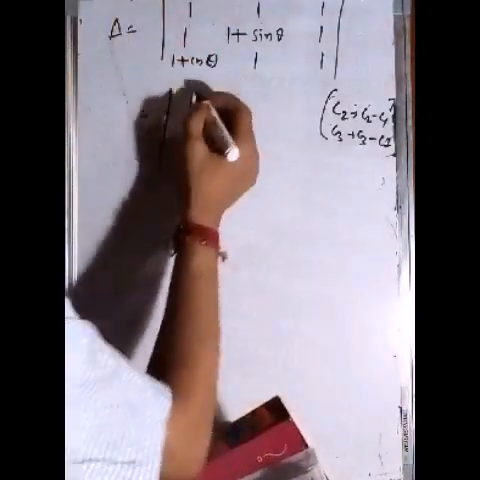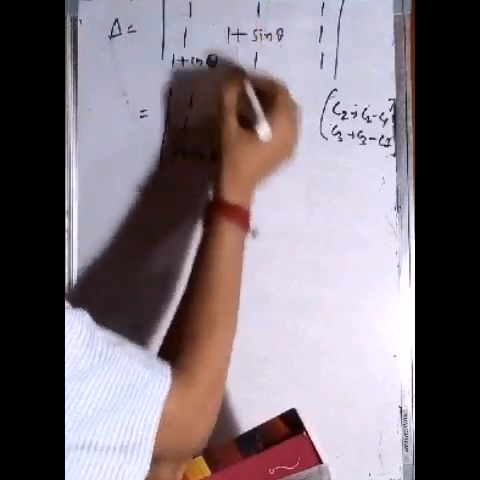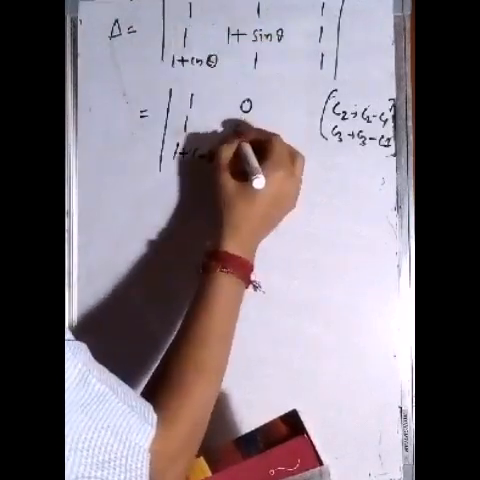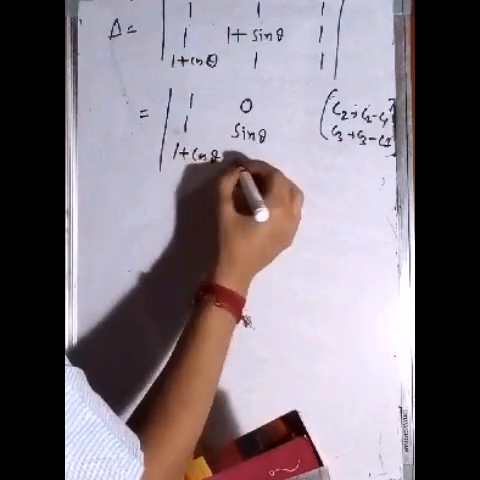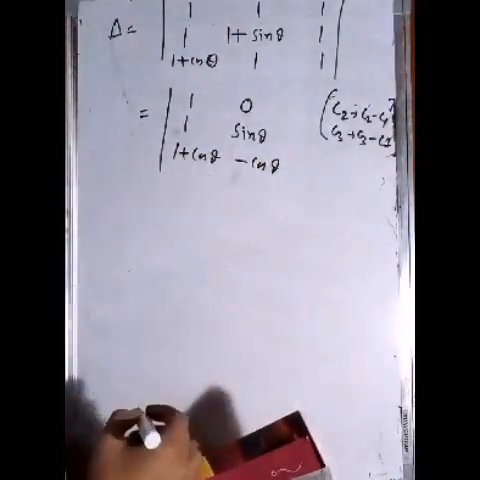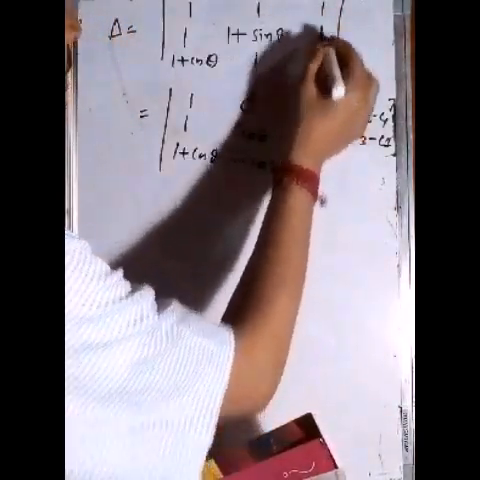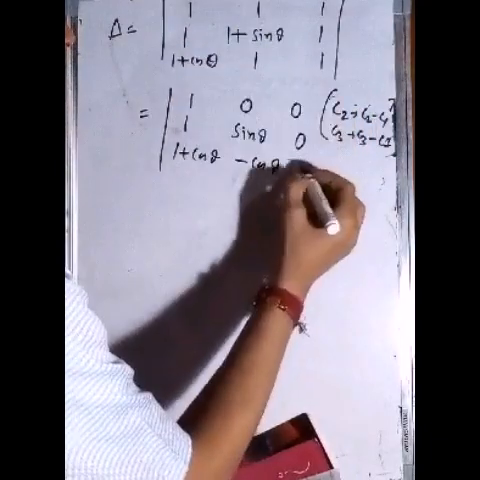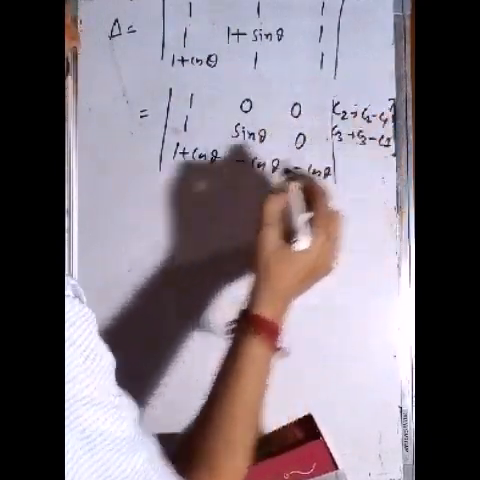Please pardon me. So this is 1, 1, 1 plus cos theta. Now this is 1 minus 1, 0, 1 plus sine theta minus 1, sine theta, and this is minus cos theta. Now we proceed to C3 minus C1. So this is 0, 1 minus 1, this is 0, and this is again minus cos theta. Here the determinant will be closed.